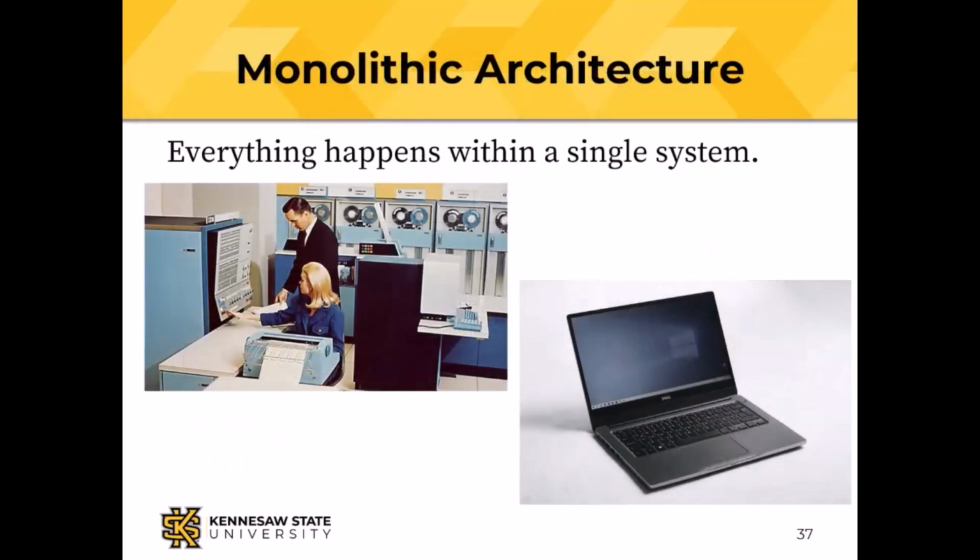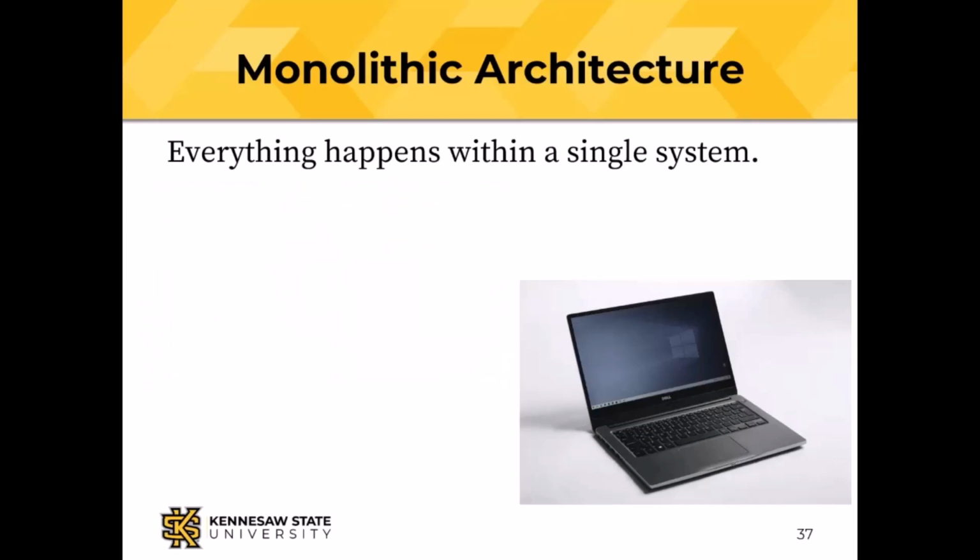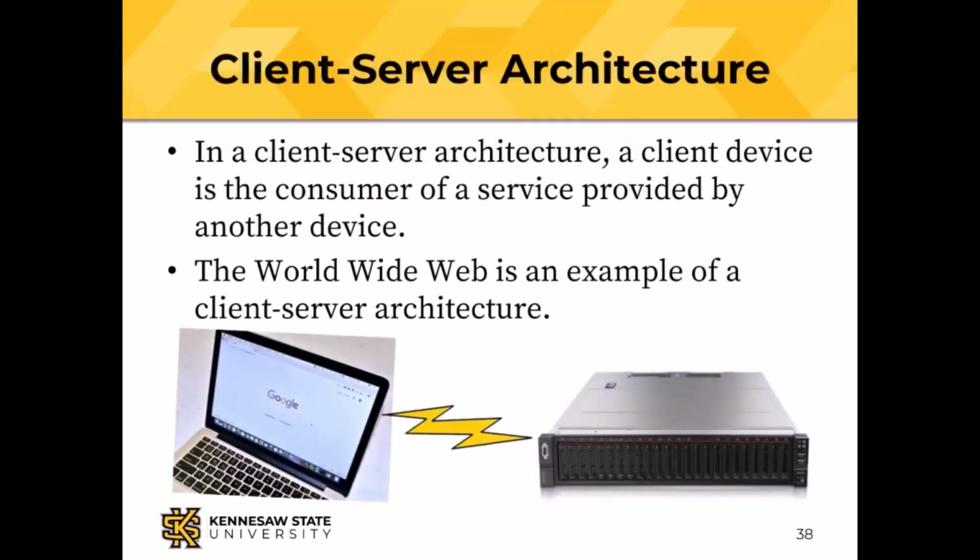Here are 2 examples of monolithic systems. The mainframe computer, but also the laptop if it's not networked. Everything that happens on the laptop happens on the laptop. Client server, web server, and client, Google. That data center out in Lithia Springs has thousands of rack-mounted CPUs like that.